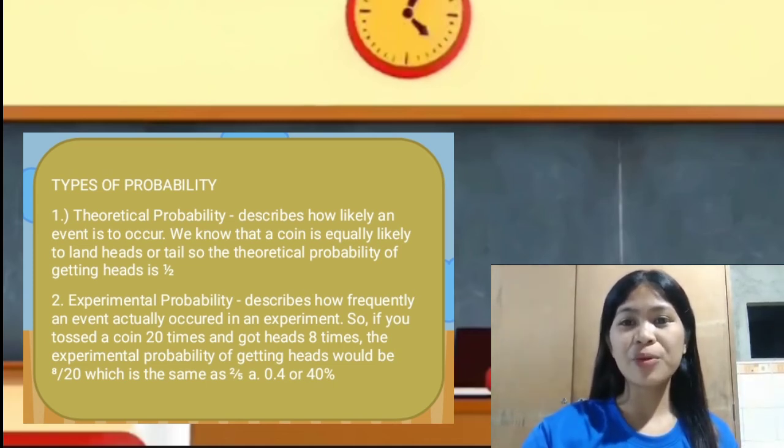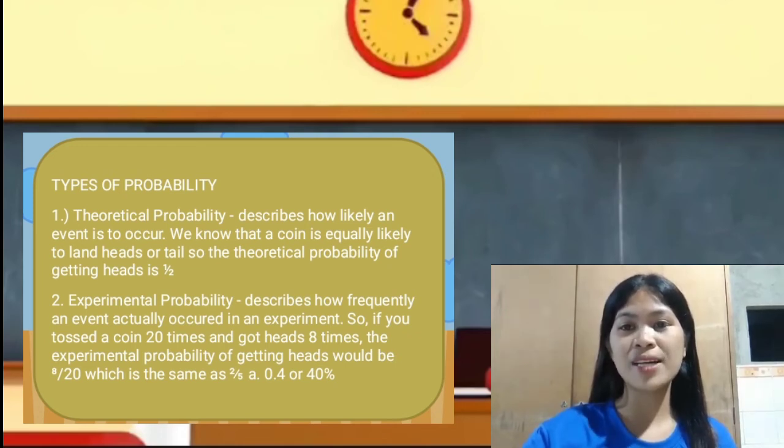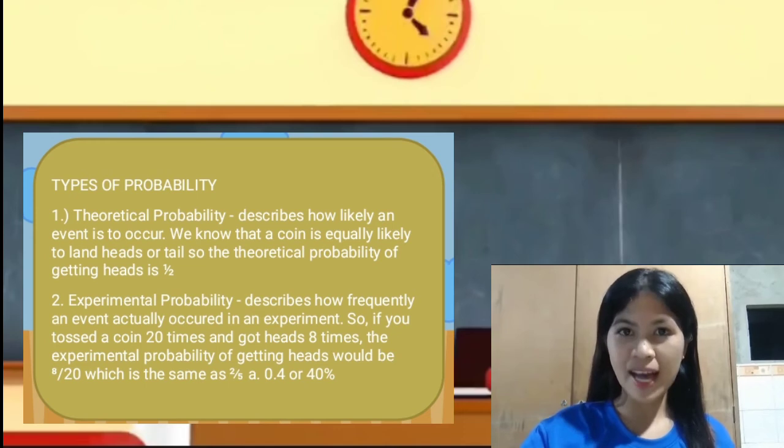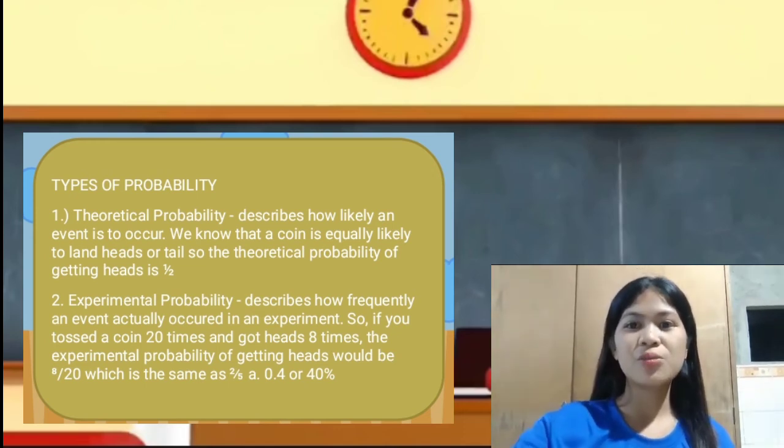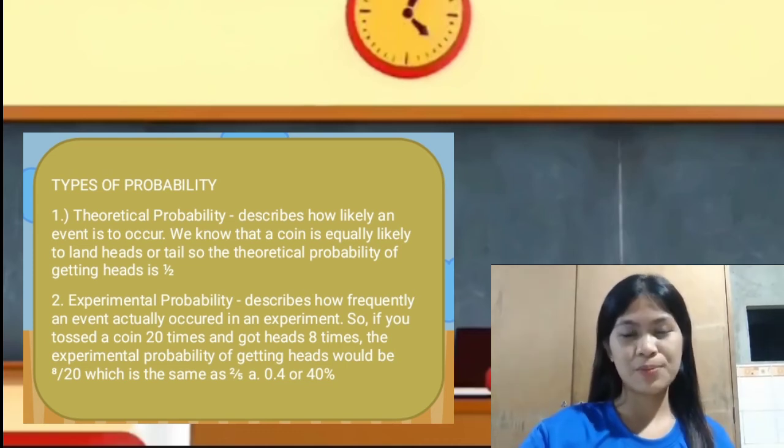While the experimental probability describes how frequently an event actually occurred in an experiment. So, if you toss a coin 20 times and got heads 8 times, the experimental probability of getting heads would be 8 over 20, which is the same as 2/5 or 0.4 or 40%. The experimental probability is found by repeating an experiment and observing the outcomes. Meaning to say, the experimental is the actual thing we do if we are going to create an activity or experiment.